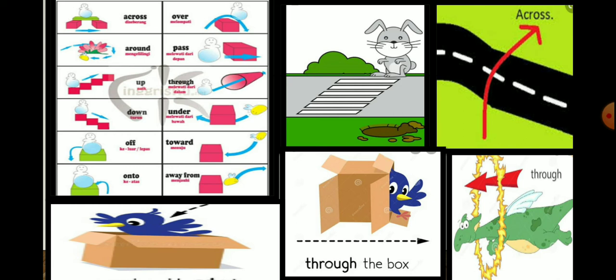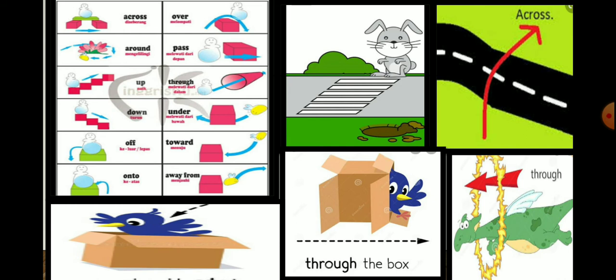Next you can see the small cute bird into the box. The small cute bird is flying into the box. Next you can see the pictures that are showing the movement of through. So you can see the small bird is moving through the box, and you can also see the dragon. It is also moving through the ring of fire.